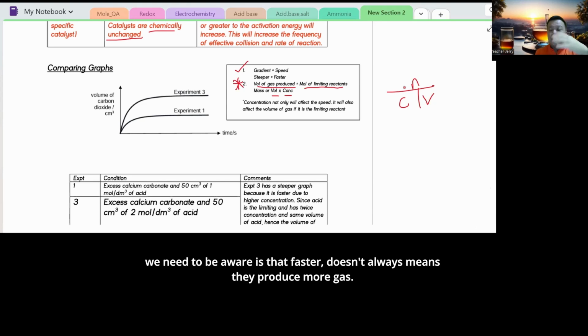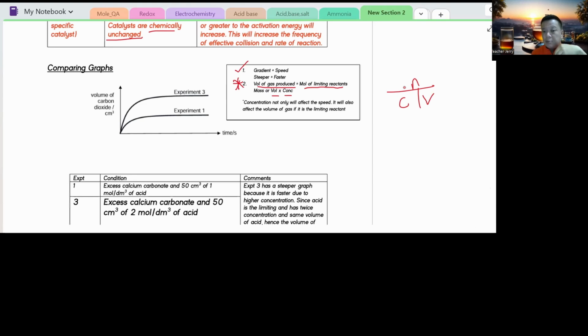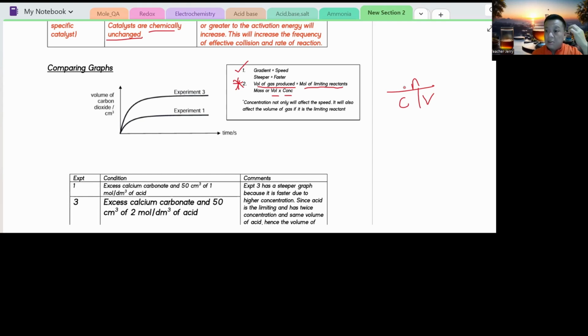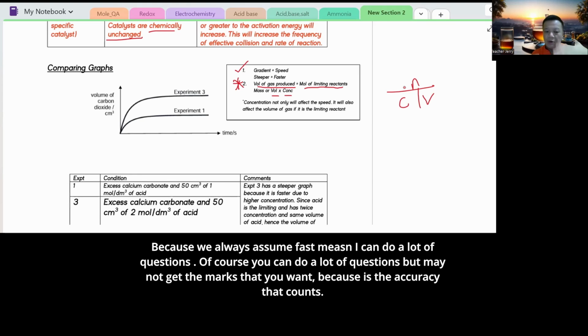Of course, sometimes we need to be aware that faster doesn't always mean that they produce more gas, right? When somebody is running faster, it doesn't always mean that he's running a longer distance. So that's something we have to take note of. Because sometimes we always assume fast means I can do a lot of questions. Of course you can do a lot of questions, but may not get the marks that you want because it's the accuracy that counts.